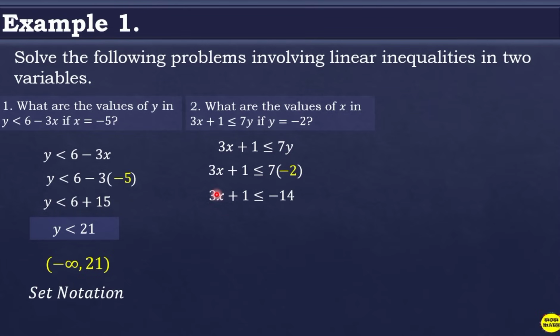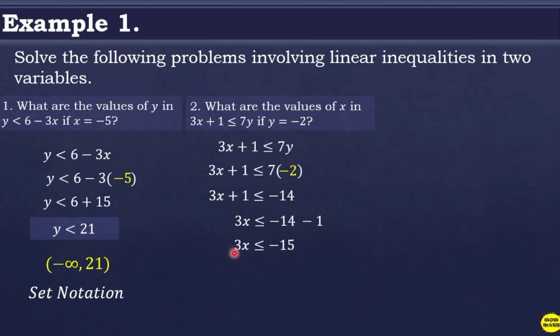So you will have 3x plus 1 is less than or equal to, multiply this, 7 times negative 2, that is negative 14. Now, from here, you're going to use APE. So ito, magiging 3x is less than or equal to negative 14. This will become minus 1. Using APE, minus 1 na siya. And then you will have 3x is less than or equal to negative 14 minus 1, that is negative 15. So divide both sides by 3.